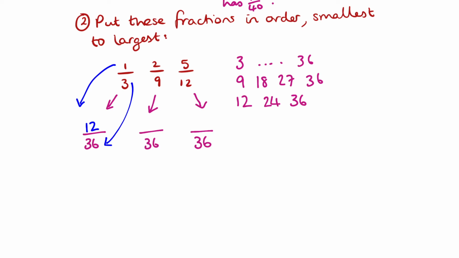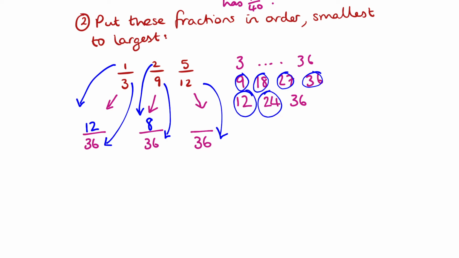Okay. The next one, we need to say, what have we done to 9 to get 36? And we can see here, 9, 1, 2, 3, 4. So 4 9s are 36. We've multiplied by 4. So we need to multiply the 2 by 4 as well. 2 times 4 is 8. Next, 12 times what is 36? Well, we can see here, 1, 2, 3. So times by 3. So we need to multiply the 5 by 3, which will give us 15. So what we've got is 12/36, 8/36, and 15/36.